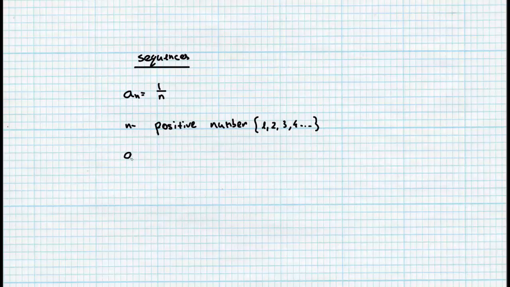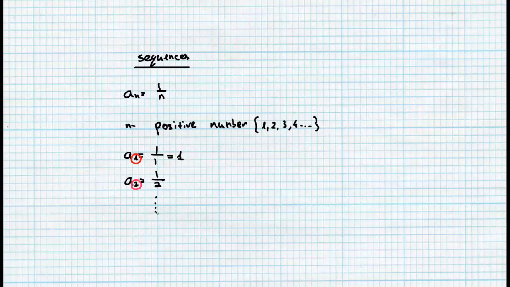If we say a_1, what will be the first number in the sequence? We just plug 1 in for n, it's going to be 1 over 1, and it's 1. So this means that the first number in the sequence, number 1 in the sequence, its value is 1. a_2 will be 1 divided by 2, or a half. It means that the second number in this sequence equals a half.